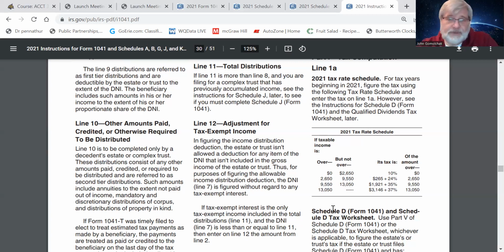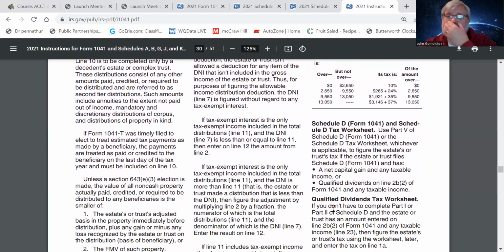So understand that's the way we do that. Okay, continuing. Schedule D and Schedule D tax worksheet. Use Part 5 of Schedule D or Schedule D tax worksheet, whichever is applicable, to figure the estate or trust tax if the estate or trust files Schedule D and has a net capital gain and any taxable income or qualified dividends on line 2B2 of Form 1041 and any taxable income.